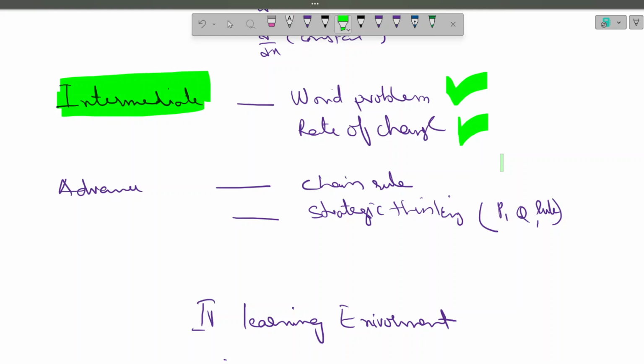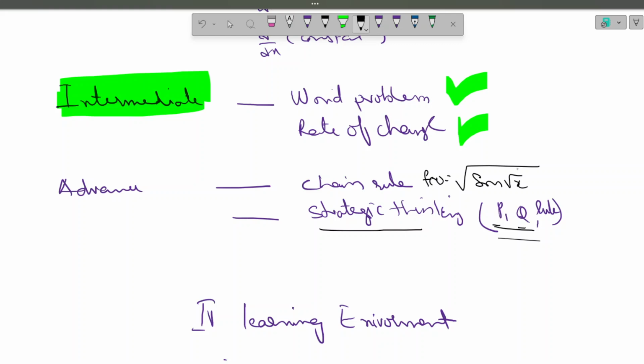Then advanced students, they will be doing the chain rule. Suppose a function of a function is there, 2 functions, 3 functions, for example, derivative of sine of root x. This is a function of a function of a function. 3 functions are there. They are solving this type of problems, advanced students. And strategic thinking, that means they are solving one problem by product rule or by quotient rule. They will solve and then compare their answers. Are they doing right? Or suppose any other problems are there, they will apply the log and solve the problem. So these are the advanced students.